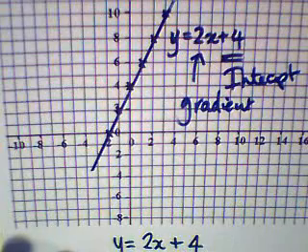So I've drawn the line y equals 2x plus 4 much quicker than I did the first line, just by knowing what my intercept and gradient are and how they affect the graph.